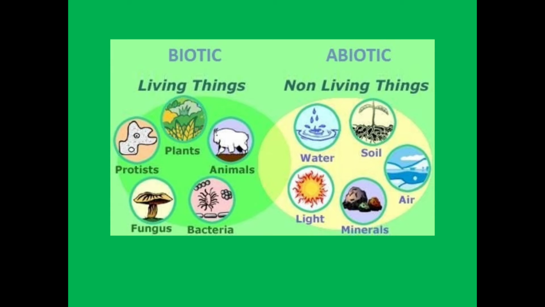So eto pa, this is some of examples of biotic and abiotic. And next, sa biotic, living things, which is the plants, protists, fungus, bacteria. The same with the example from the first slide, from the previous slide. Next slide.